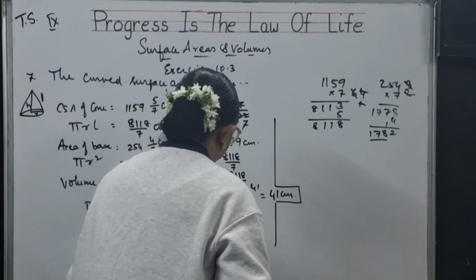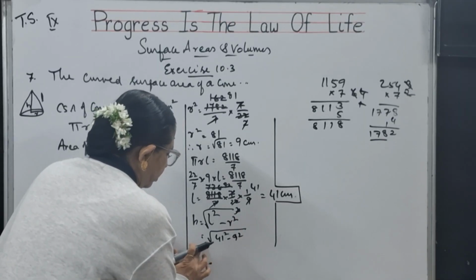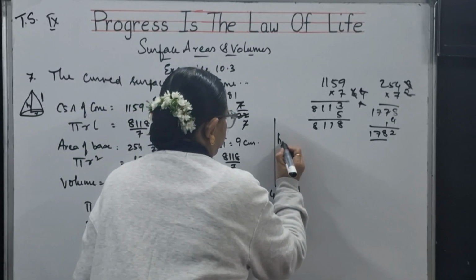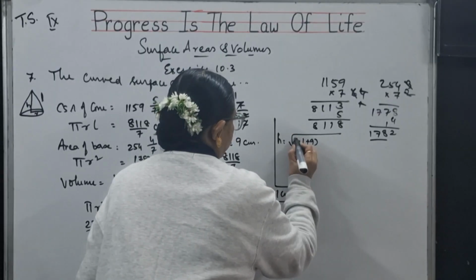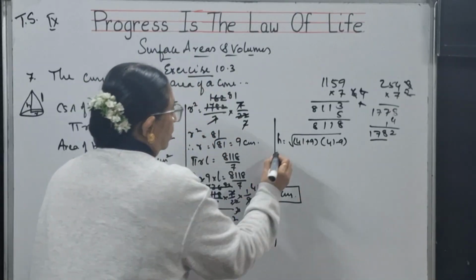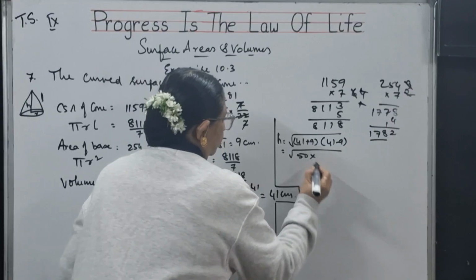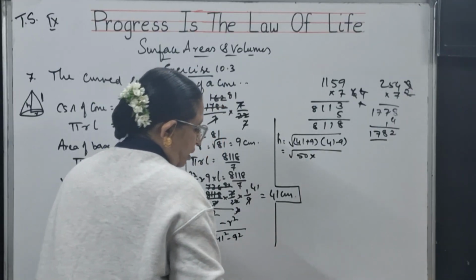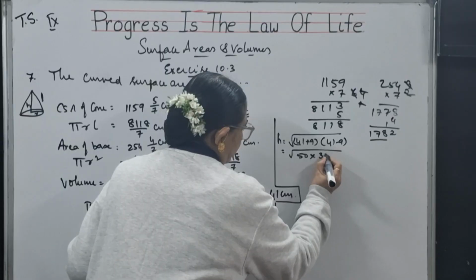So 41 square minus 9 square is in the form of a square minus b square. So h is equal to root of (a plus b) into (a minus b), that is 41 plus 9 into 41 minus 9. Easy way, children: 41 plus 9 is 50, into 41 minus 9, which is 32.